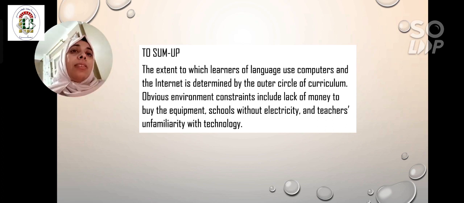To sum up, the extent to which language learners use computers and the internet is determined by the outer circle of the curriculum. So the curriculum is a bit restricted. The obvious environmental constraints include lack of money to buy the equipment, schools without electricity, and teachers' unfamiliarity with technology. All of these things will really be constraints to adapting and developing a material.